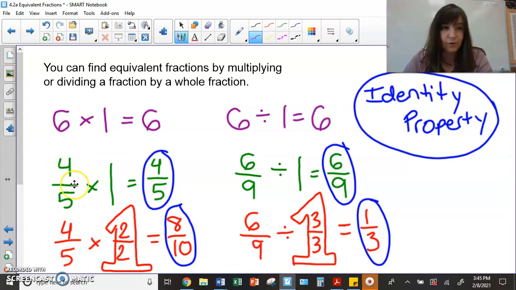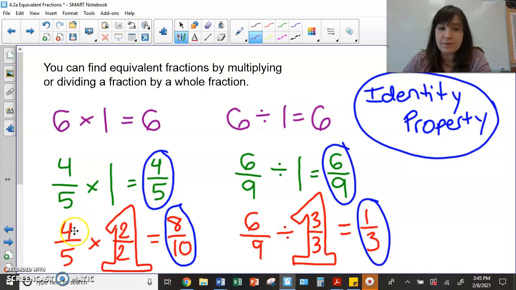So let's say I have 4/5. If I multiply 4/5 by 1, I'm still going to get 4/5. But now I'm going to multiply it, but instead of multiplying it by the number 1, I'm going to represent the number 1 in a different way. I'm going to represent the 1 as 2/2, okay? 2/2 is equal to 1, because if I have one circle with 2 pieces and both of them are selected, that's equal to 1 whole.